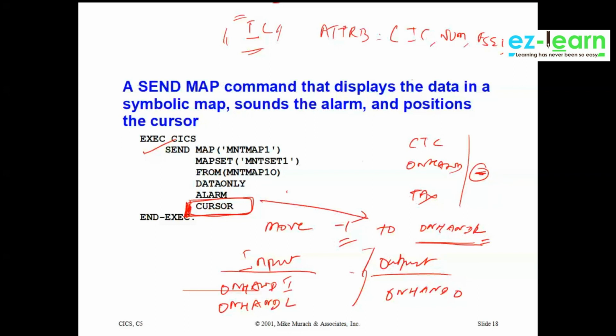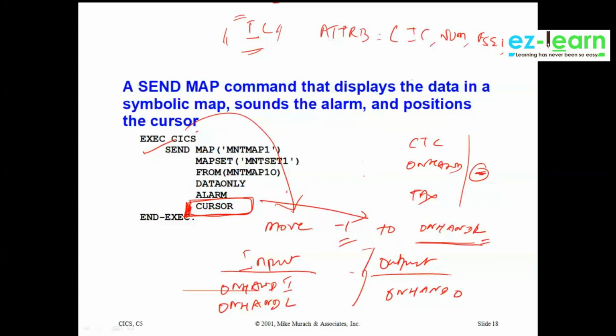If you write CURSOR before the send map, before this you have to move -1 to any field. It is going to place the cursor. Today you may be writing an add screen, like employee ID, adding an employee to an employee table.